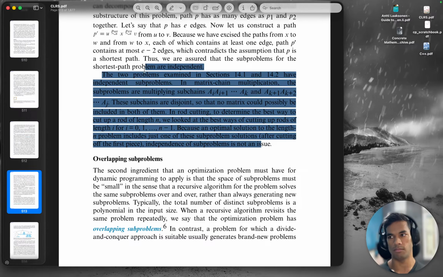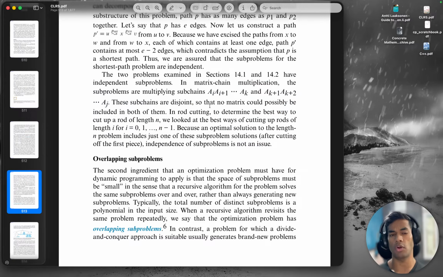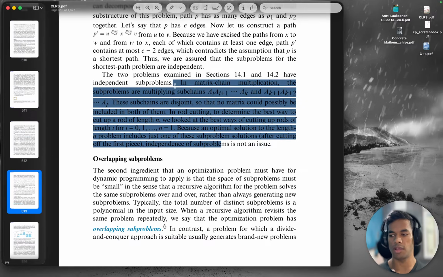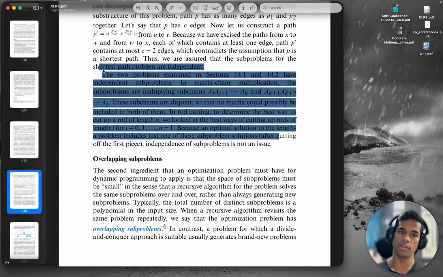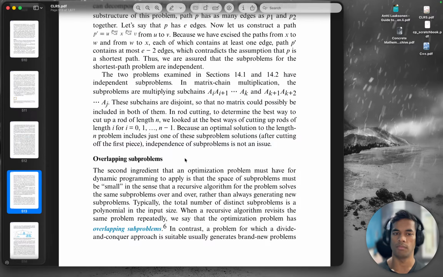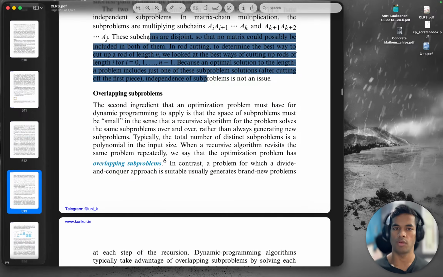In the rod cutting problem, literally we are making some choice at some position in the rod, and it has no effect on any choice in the other subproblem. Yeah, it literally has no effect on what I can do with the other subproblem, because one choice results in only one subproblem. So we do not have contradicting subproblems.